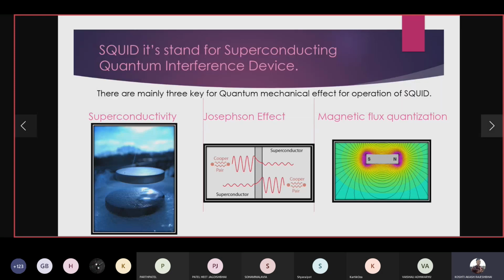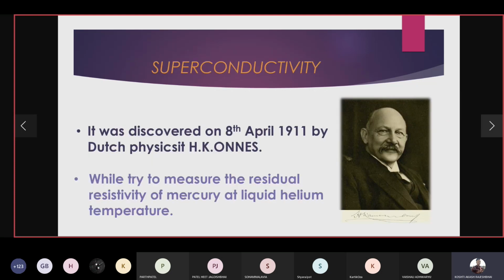Superconductivity was discovered on 8th April 1911 by Dutch physicist H.K. Onnes, while trying to measure the residual resistivity of mercury at liquid helium temperature. He took mercury and decreased its temperature to the liquid helium temperature, and he found that mercury has zero resistivity and current can travel without losing energy. Not only mercury but many other metals showed this behavior, and these metals are named superconductors.